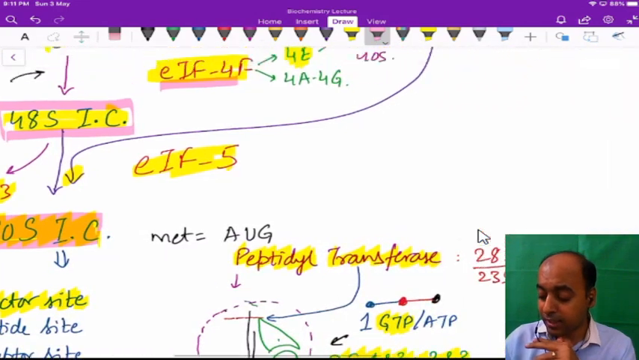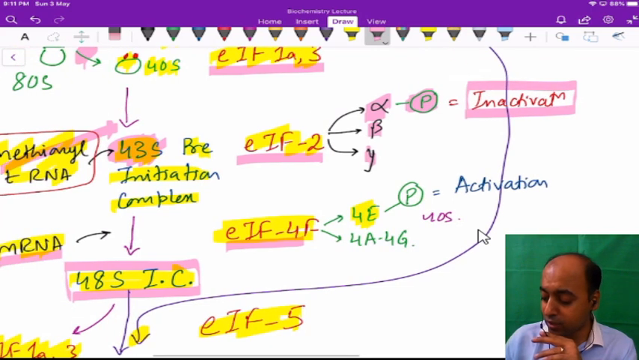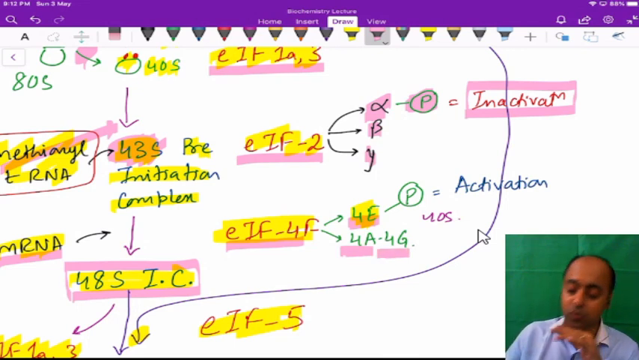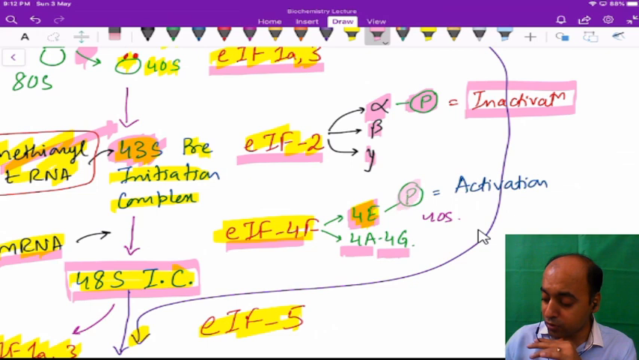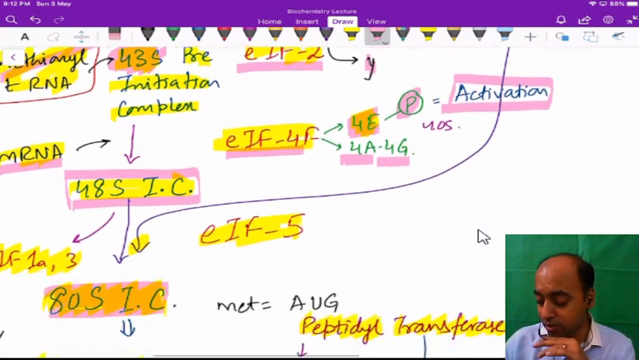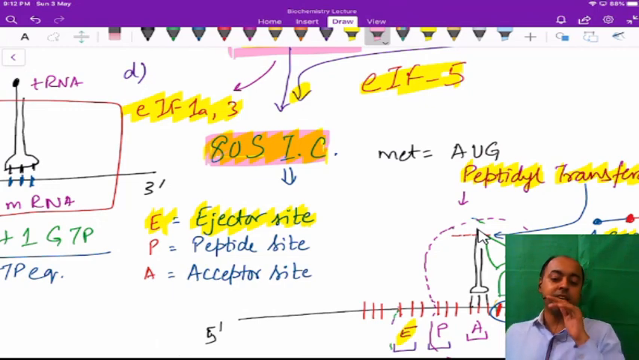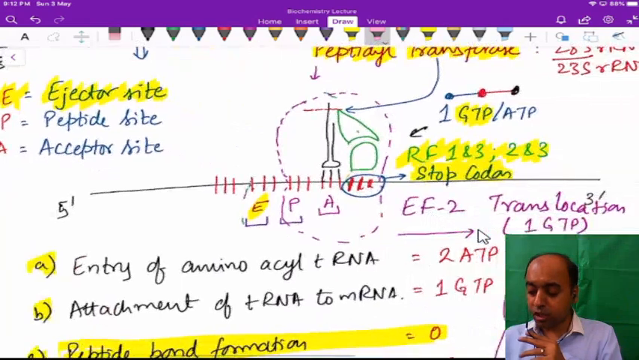We also mentioned that the initiation factor 2 is made up of 3 subunits: alpha, beta and gamma. The alpha subunit can get phosphorylated, resulting in inactivation. Initiation factor 4F is also made up of 3 subunits: 4E, 4A and 4G. 4A and 4G are always attached together. The 4E subunit can also get phosphorylated, but unlike initiation factor 2, it results in activation. So initiation ends with the formation of the 80S initiation complex, and then we enter the stage of elongation.